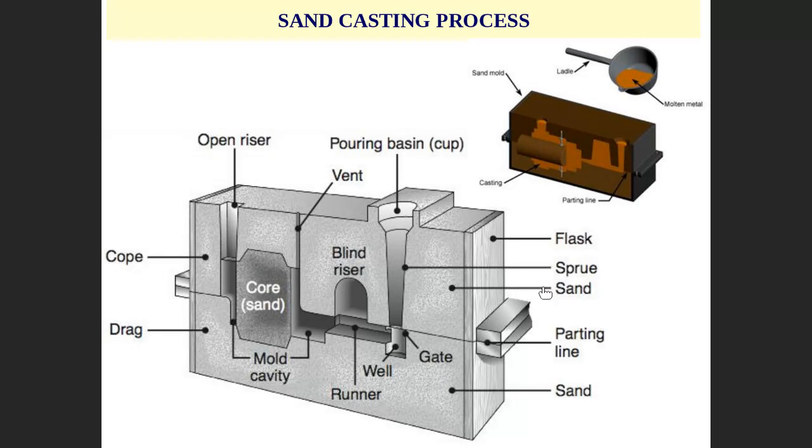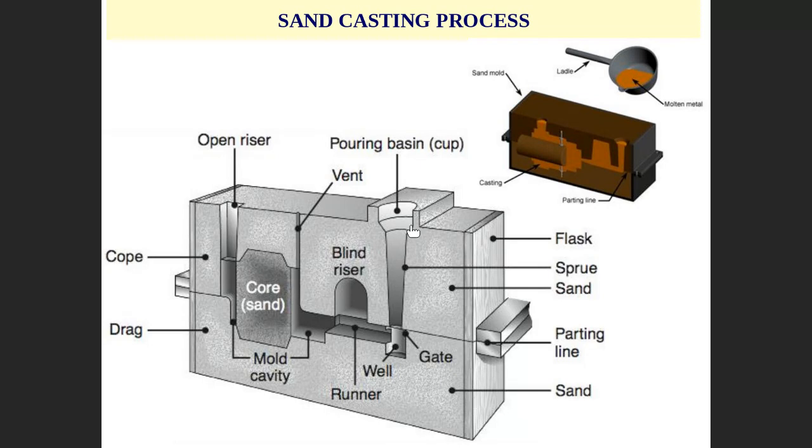The upper half, we call it the cope. The lower one, we call it the drag. So from now on, cope and drag. The container that you put the sand inside, we call it the flask. This is a parting line. Parting line means a line separating up and down, or cope and drag.